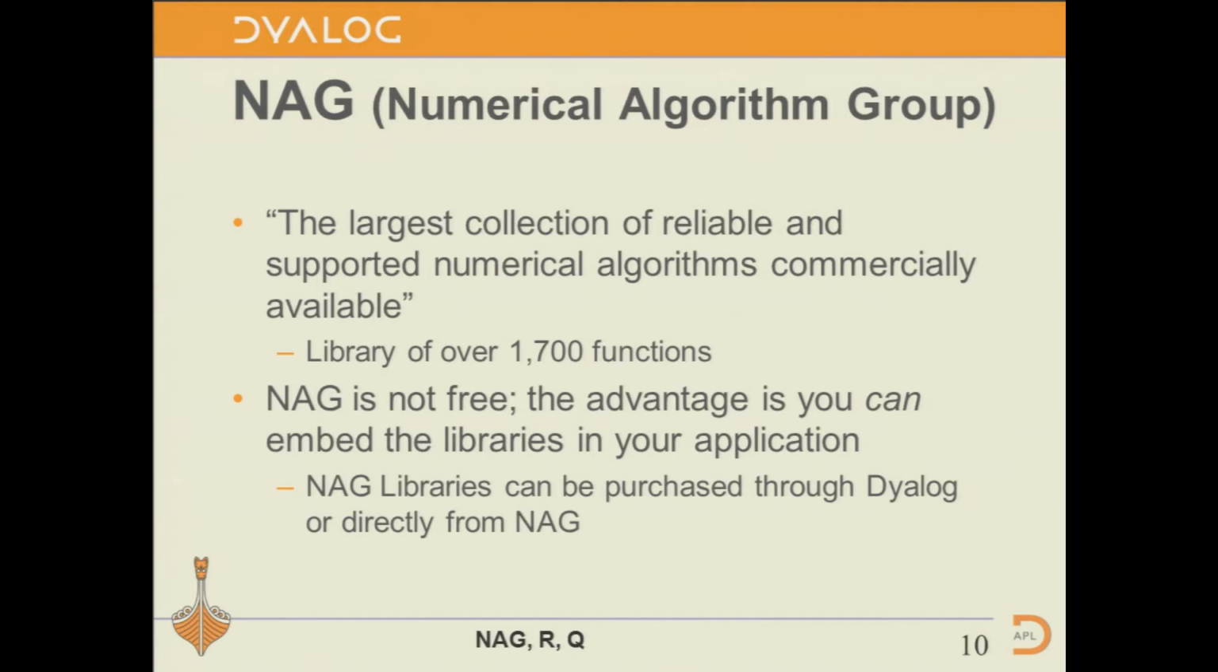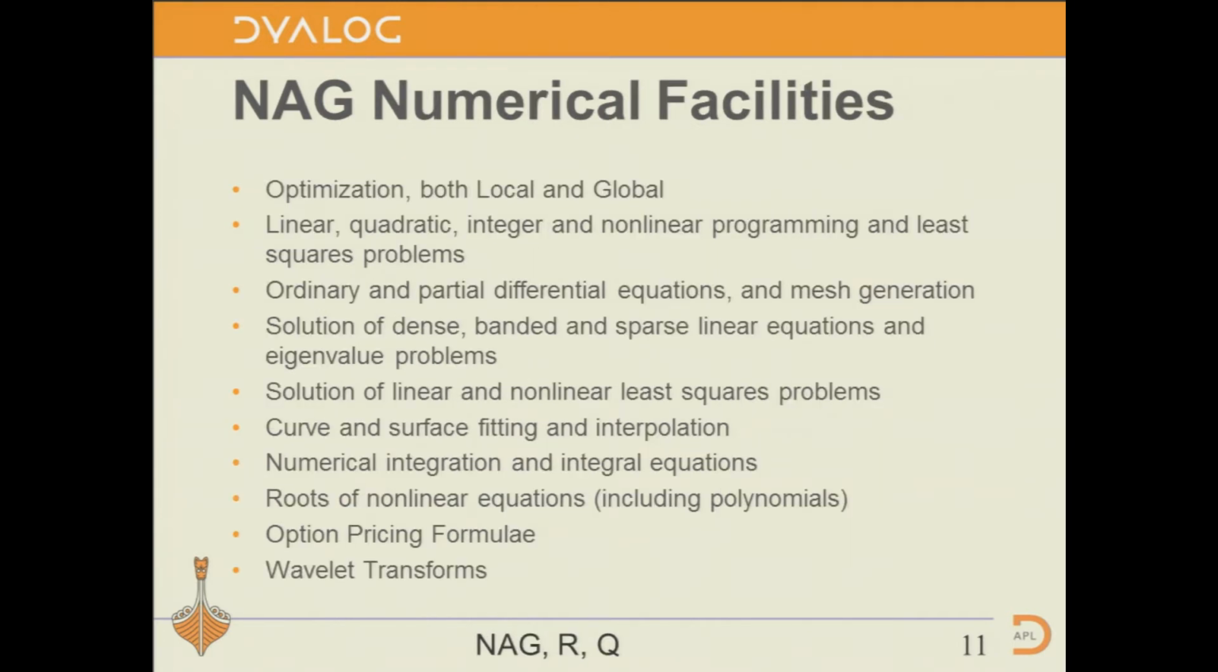And there's going to be a lot of overlap with what R can do and what NAG can do. It's not one-to-one at all. NAG does all sorts of optimization stuff and so on. But the advantage is that although it's not free, you can get a license from them and you can bundle it into your product and you can ship it if you want to use these libraries.